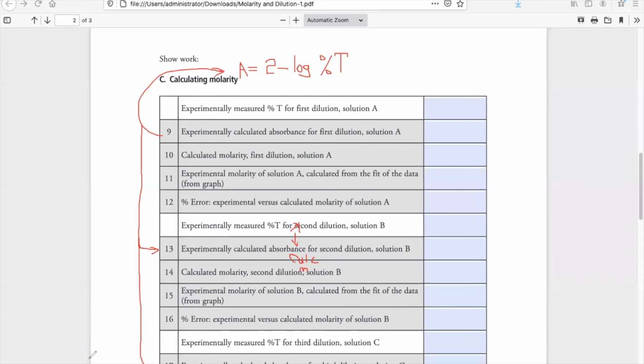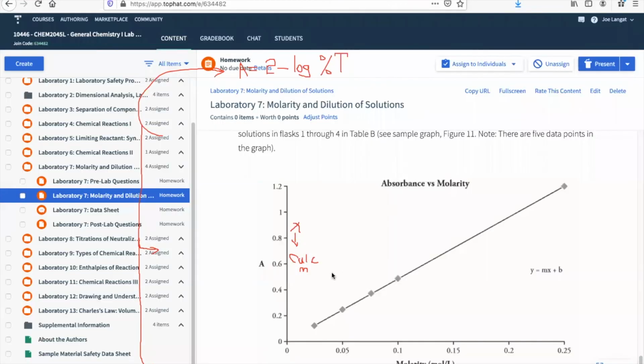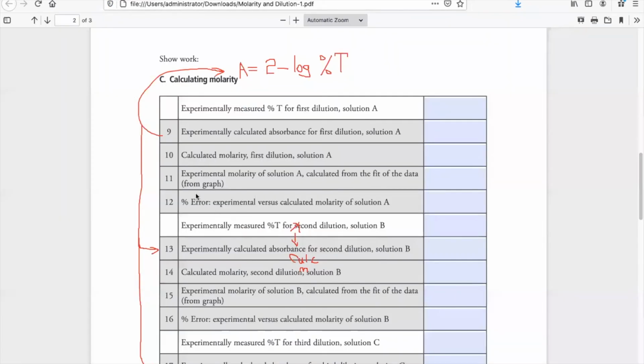Now, from the graph, this graph right here, it won't allow me to switch unless I cancel that. This graph right here, you will calculate what? Look at the question again. It's asking you the experimental molarity of solution A calculated from the fit of the data. When they say fit of the data, this is just the equation of the straight line.